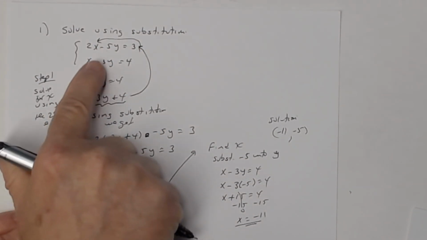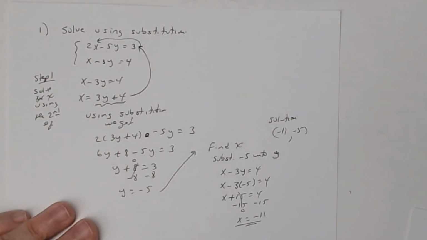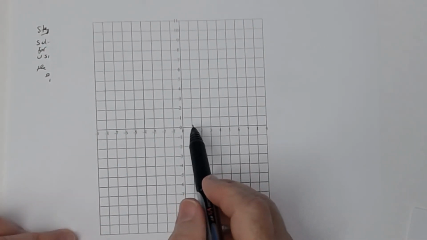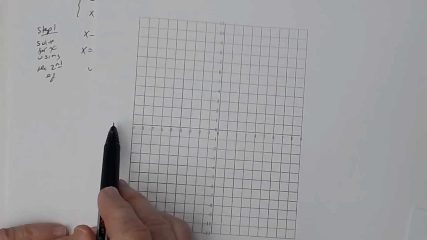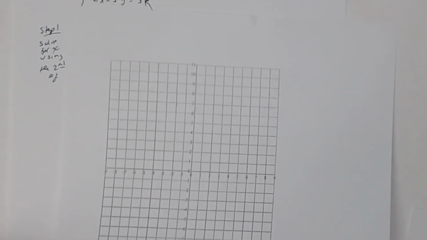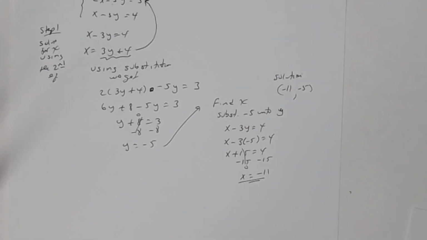Where do those two graphs intersect in the coordinate plane? Basically what you found is that they intersect at negative 11... what was it? Negative 11, negative 5. So negative 11, somewhere around here, and then negative 5. If I were to draw those two graphs, that's where they would intersect. All right? Okay, but that's the process.